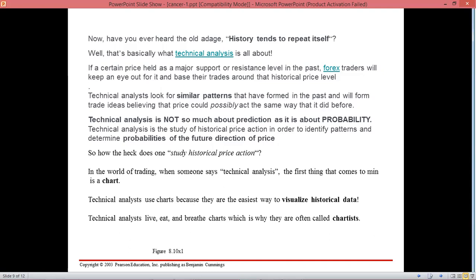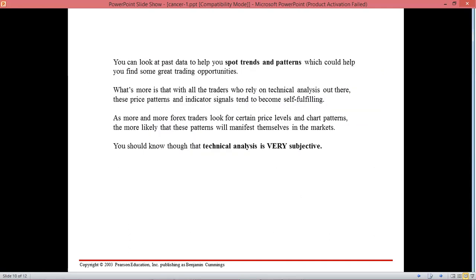So we study historical price action, what has happened in the past, to predict what's going to happen in the future. Let's keep moving. You can look at past data to help you spot trends and patterns, which could help you find some great trade opportunities. What is more is that with all the traders who rely on technical analysis out there, these price pattern indicator signals tend to become self-fulfilling. That's true. The more you move through this class with me, the more you will understand that it is very interesting. As more and more forex traders look for certain price levels and chart patterns, the more likely those patterns will manifest themselves in the market.